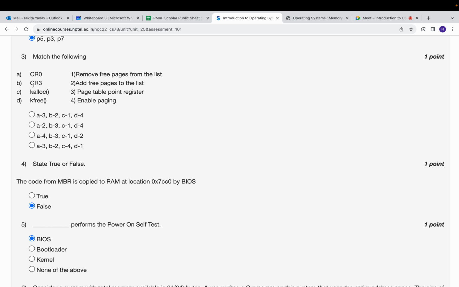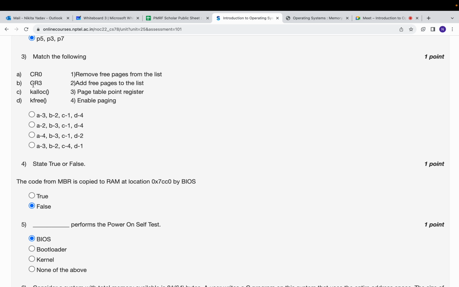And kalloc, what do you mean by kalloc? You have malloc in C. That is memory allocation, used to allocate memory dynamically, adding the free pages to the list. kalloc is also similar to allocation, but it's a kernel function, in the kernel code.